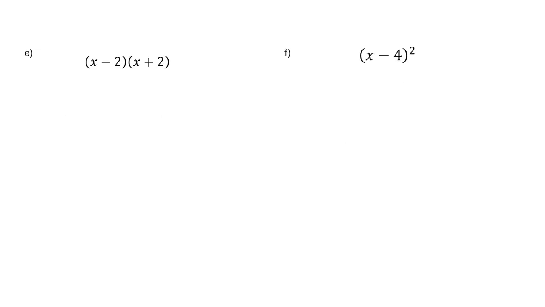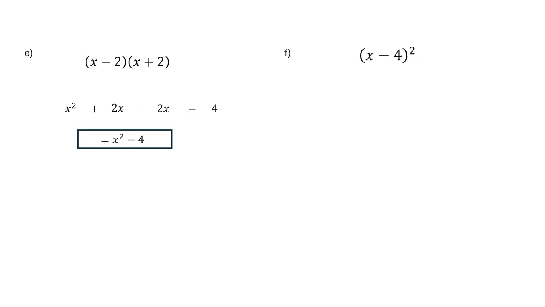E, x times x is x squared. X times 2 is positive 2x. Negative 2 times x, negative 2x. Negative 2 times 2 is negative 4. Our 2x and negative 2x cancel out, so we're left with x squared minus 4.